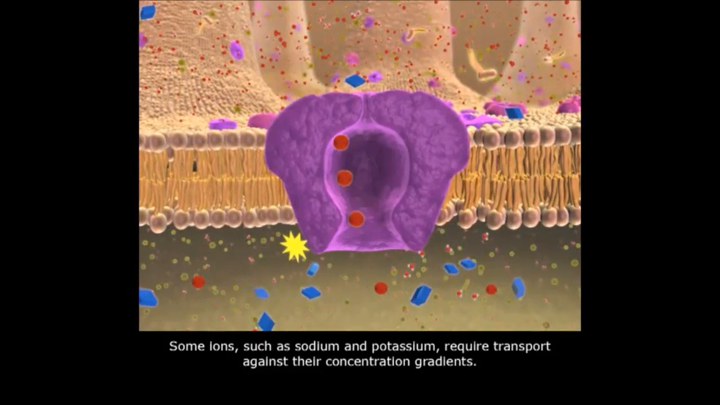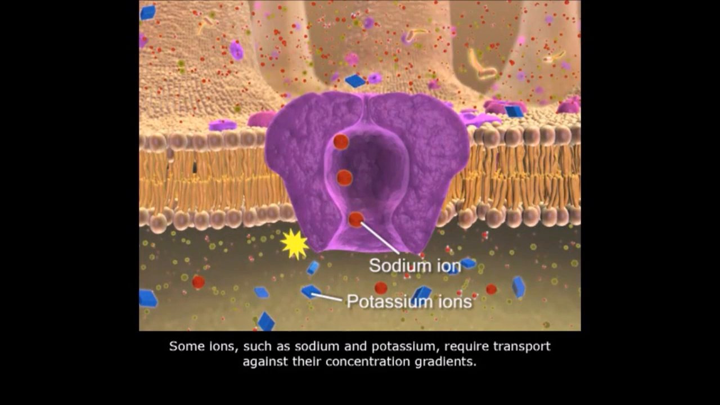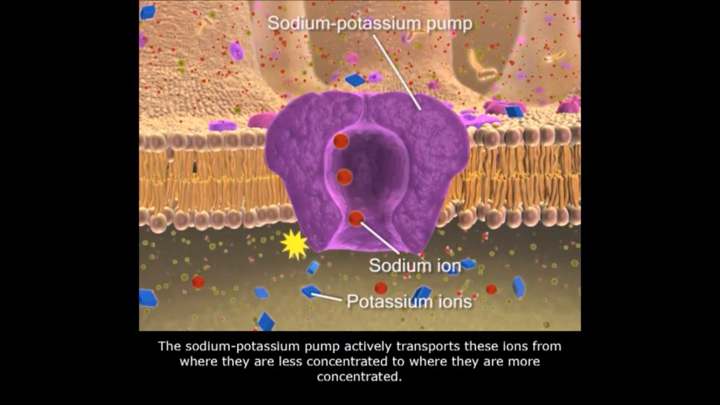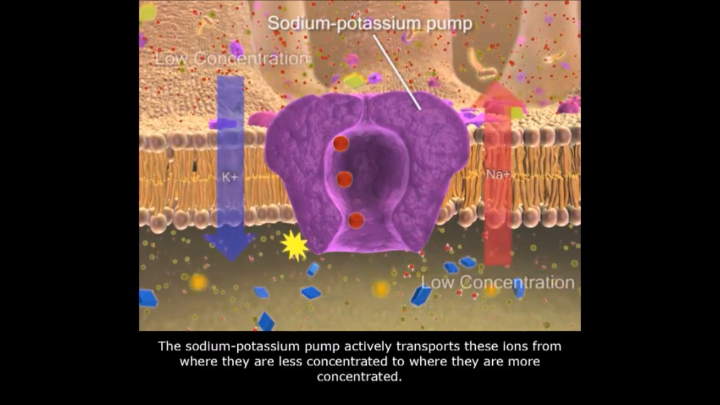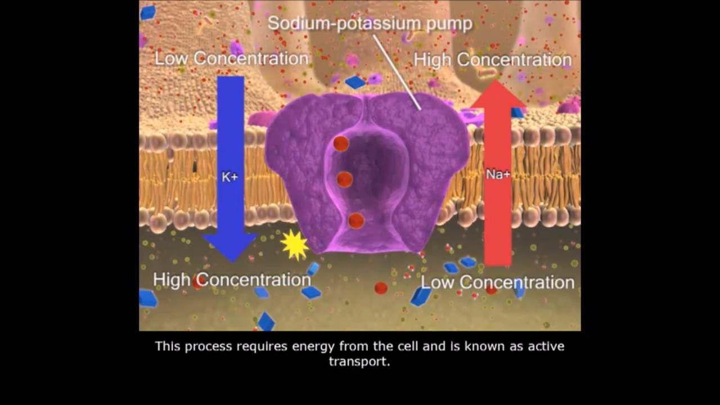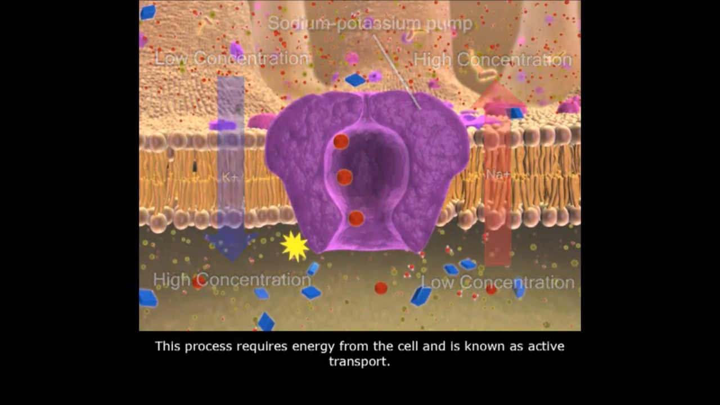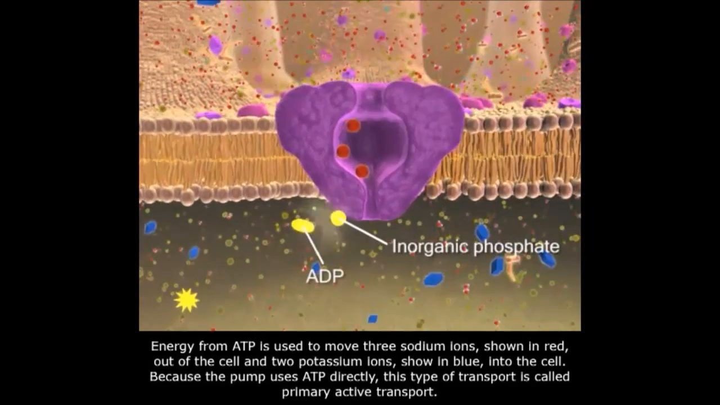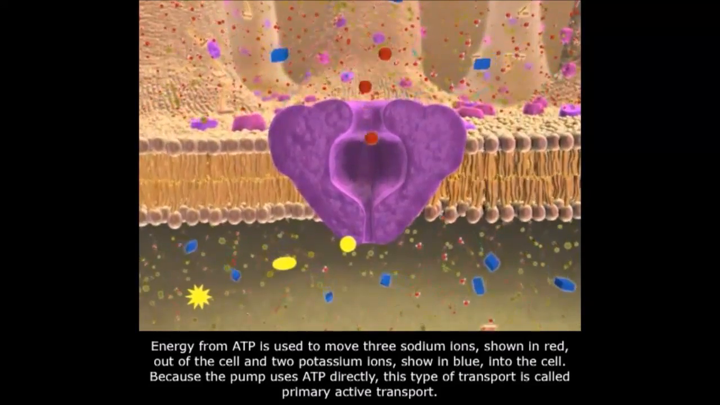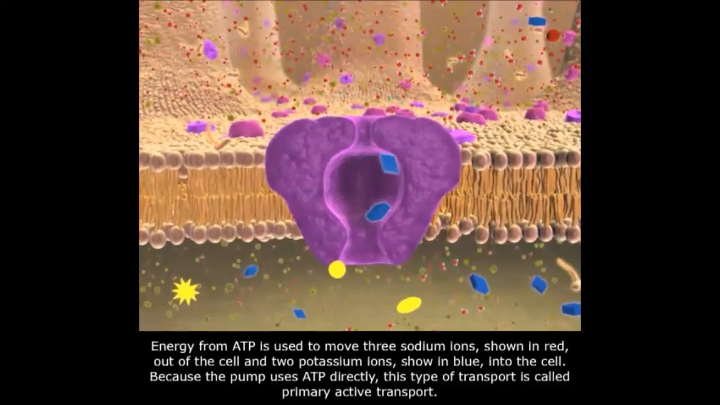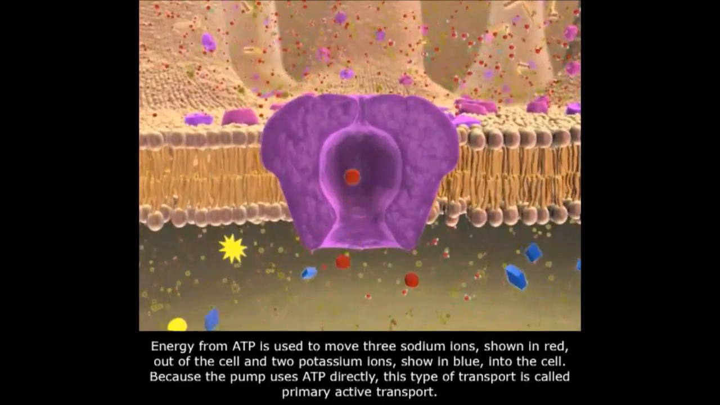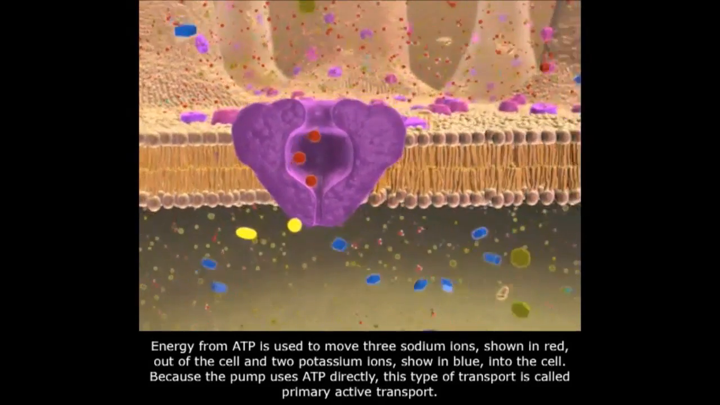Some ions, such as sodium and potassium, require transport against their concentration gradients. The sodium-potassium pump actively transports these ions from where they are less concentrated to where they are more concentrated. This process requires energy from the cell and is known as active transport. Energy from ATP is used to move 3 sodium ions, shown in red, out of the cell, and 2 potassium ions, shown in blue, into the cell. Because the pump uses ATP directly, this type of transport is called primary active transport.